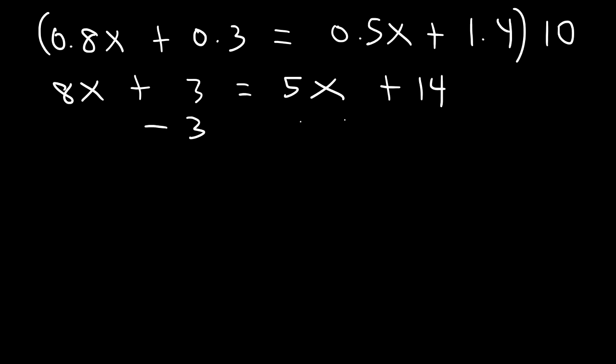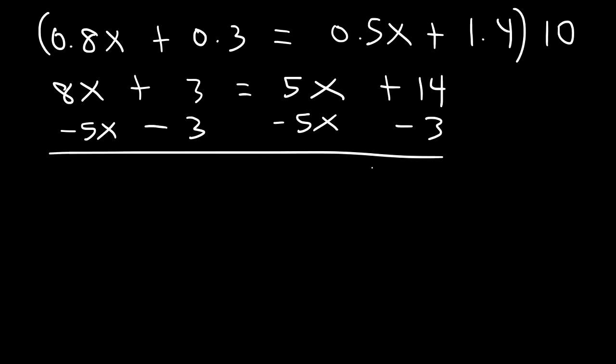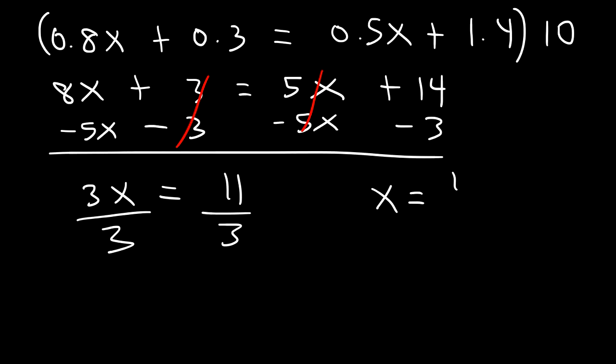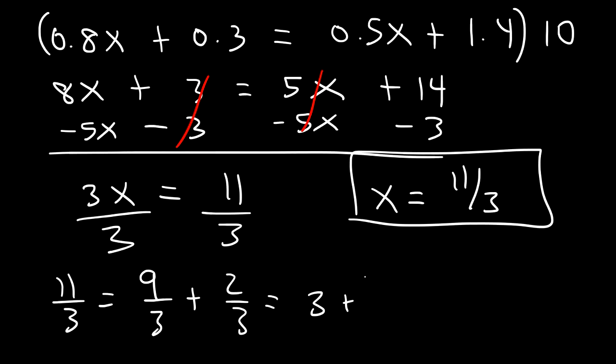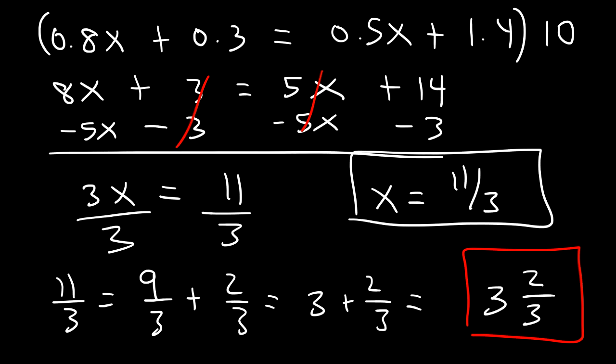So let's subtract 3 from both sides, and let's subtract 5x from both sides. 8x minus 5x is 3x, and 14 minus 3 is 11. So the last thing we need to do is divide by 3. So x is equal to 11 over 3. 11 over 3 is basically 9 over 3 plus 2 over 3. And 9 divided by 3 is 3. So we got 3 plus 2/3, which as a mixed number, is 3 and 2/3. Or 3.67 as a decimal.